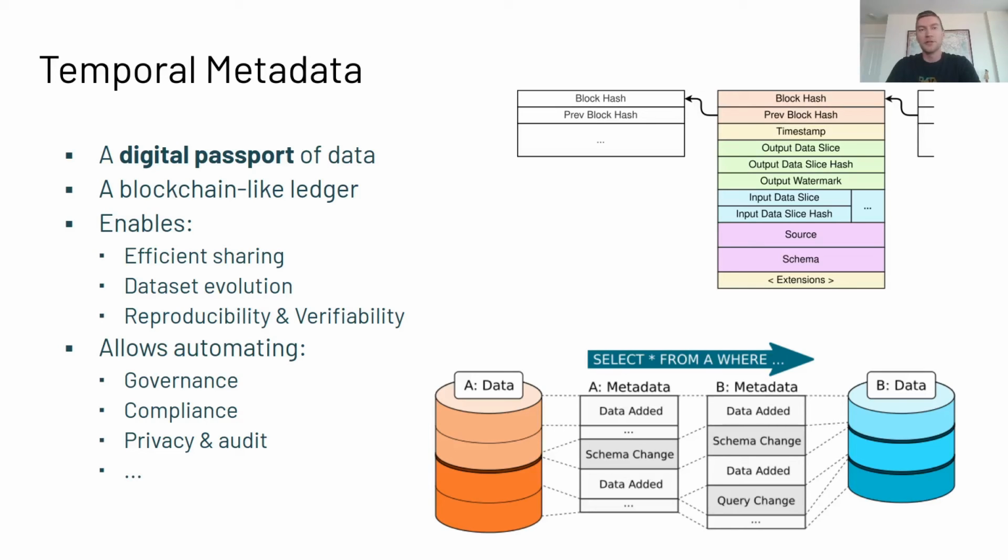The most common metadata event is of course just adding data into the dataset, but it can also reflect things like schema changes, like a column was added into the dataset, and etc. This is a key enabler of efficient sharing and the evolution of datasets and reproducibility and verifiability. But on top of that, it can act as a platform, allowing us to codify a lot of the data workload things like governance, compliance, privacy, and audit. So it no longer becomes a standard that you have to read and comply to. We can actually put all these requirements into the system itself.